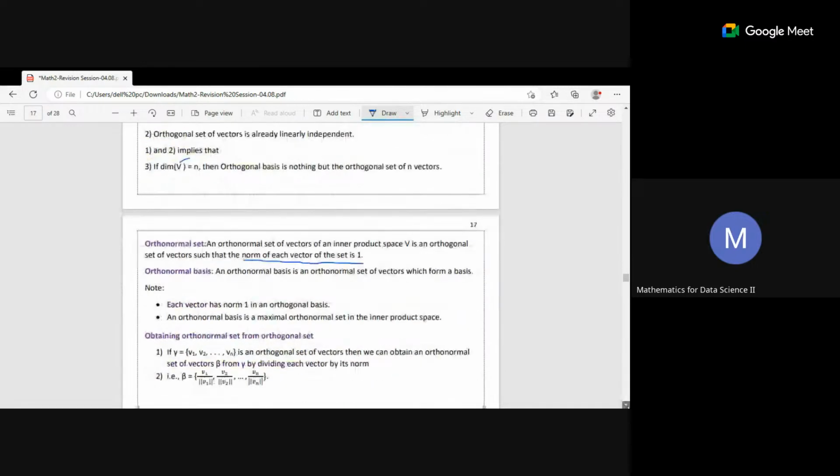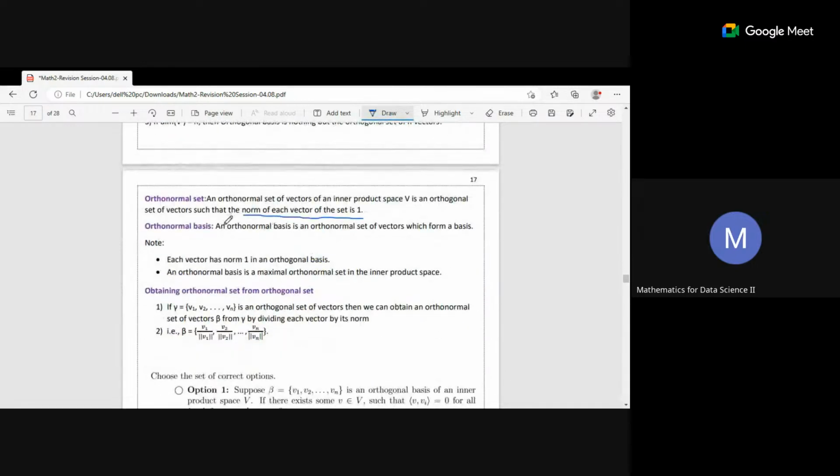Orthonormal basis. An orthonormal basis is an orthonormal set of vectors which forms a basis. An orthonormal set means each vector has norm 1, and also that set should form a basis. So each vector has norm 1 and it is the maximal orthonormal set.